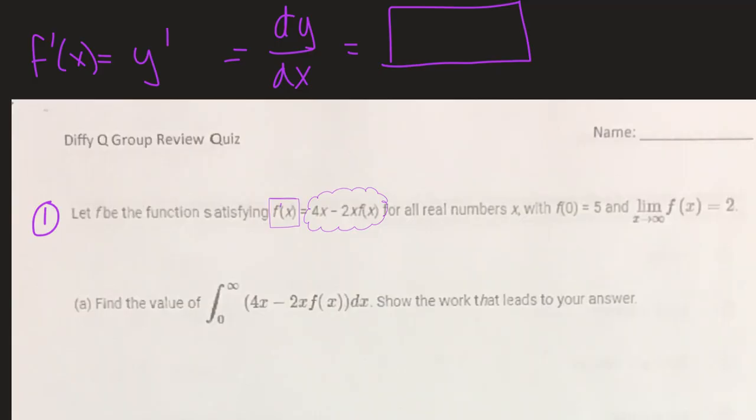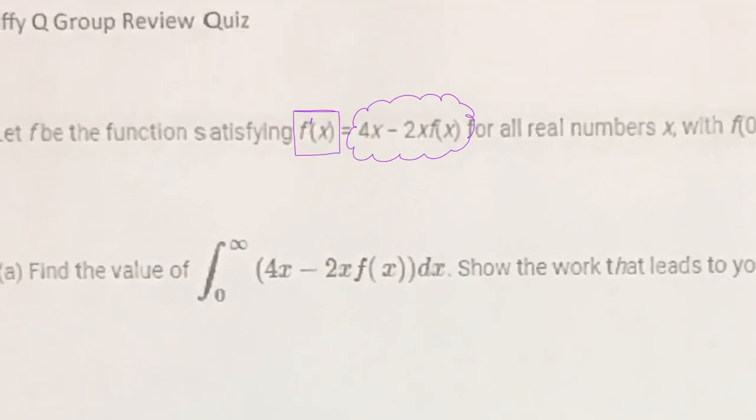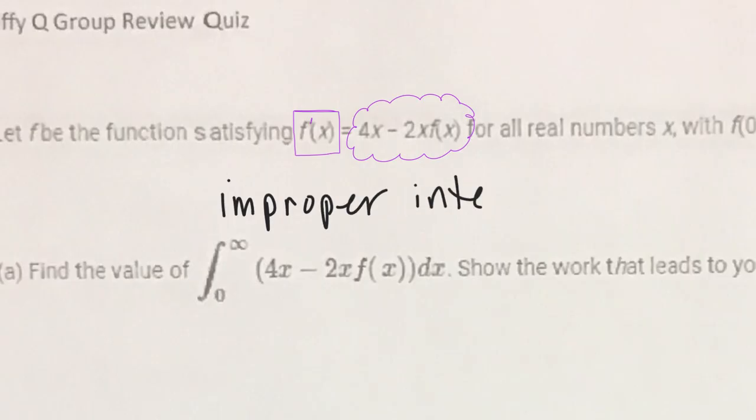And now we're given this. Find the value of the integral from 0 to infinity of our function. Okay, so this is called, in case you don't know, an improper integral. We never evaluate improper integrals. We first change them, and this is exactly what calculus is going to be looking for.